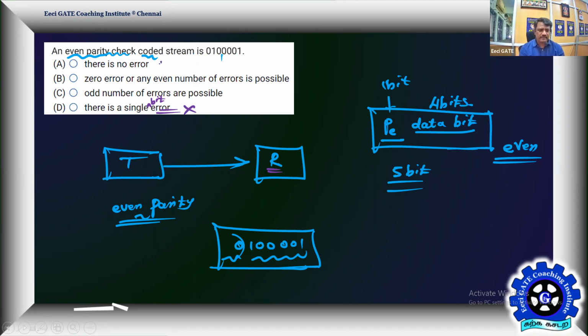There may be an error. A 2-bit error may happen. So either there are 0 errors, or odd number of errors are possible, meaning errors like 1 error, 3 errors? No, this is not the correct thing, this is also a wrong statement. Yes, 0 errors or any even number of errors is possible. This is a good possibility. So in even parity, either you don't have any error or 2 bits changed. A 2-bit change may happen, but that is not detectable.